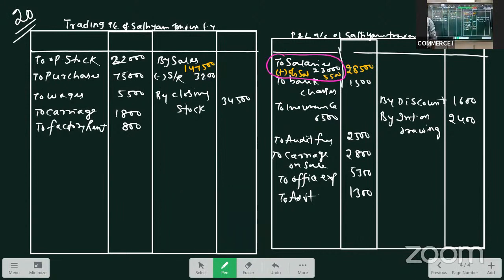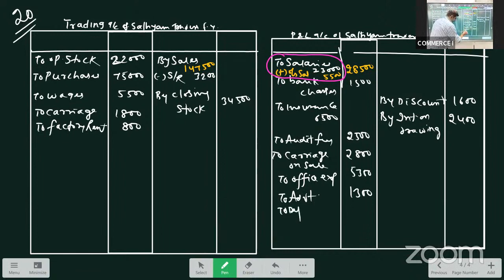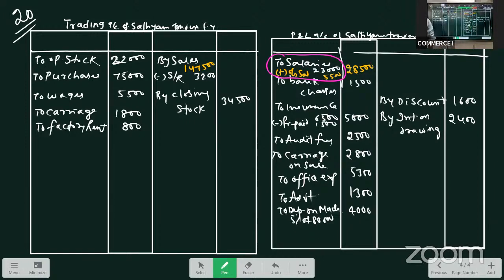Okay. Then depreciation on machinery 5%. The value of machinery is given as 80,000. On that 5% depreciation on machinery. Depreciation on machinery, 5% of 80,000, that is 4,000. Right? Then again, prepaid insurance, it is to be deducted from insurance. Prepaid insurance 1,500. So we'll take 5,000 in the outer column.